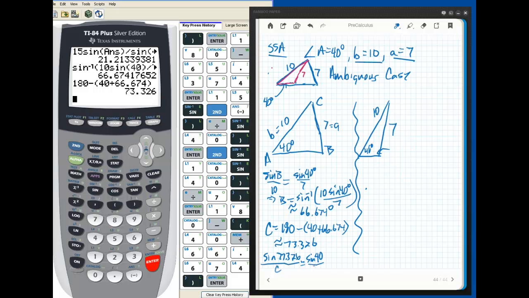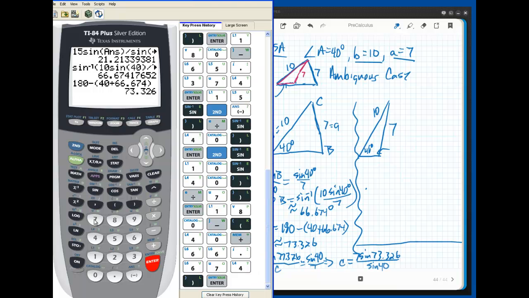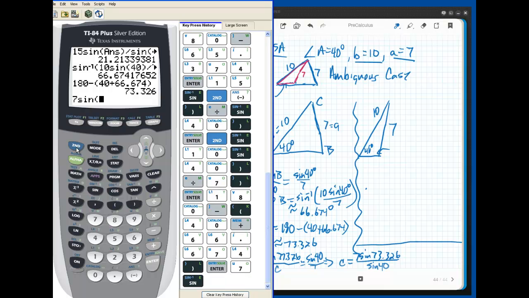Which implies, I'm going to steal some of this because they've got a little extra room over there, that C equals, what? 7 sine of 73.326 divided by sine 40. I'm just doing algebra in my head, you guys, nothing to be afraid of. So back over here, 7 sine, this is kind of nice because I get to use second answer, right?